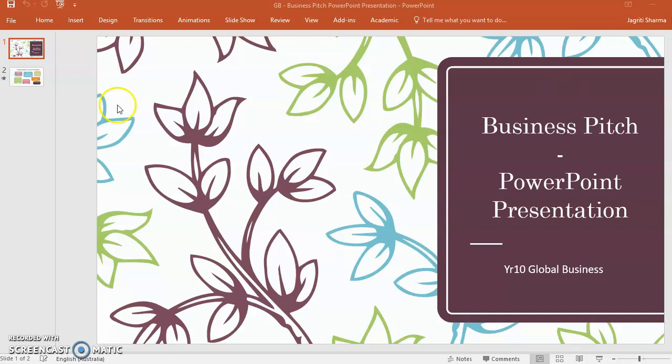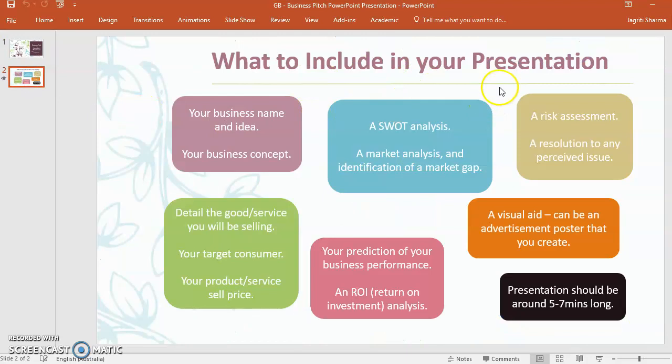Now, what needs to be included in your business pitch: you have to do a PowerPoint presentation including all these topics, and for me to mark you on this assessment task, you need to record yourself. Going through the PowerPoint presentation, you need to record yourself, and you need to send me the recorded presentation and the original presentation as well, for you to get marked on this assessment task. This is your third assessment task for this unit.